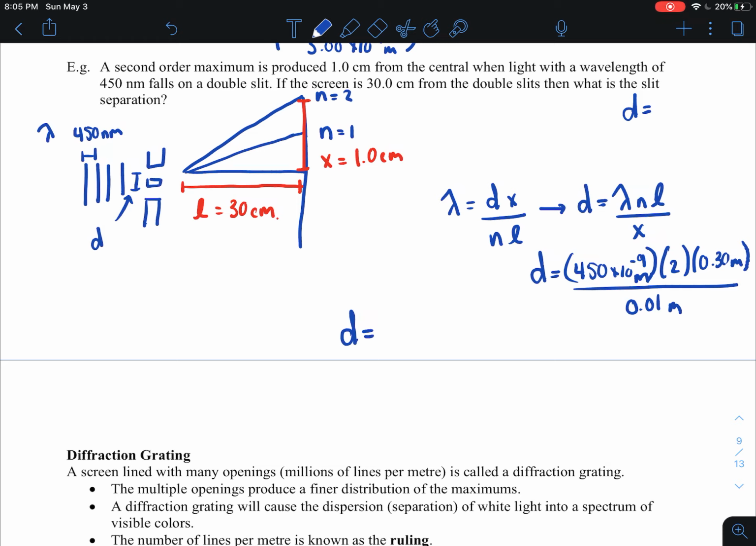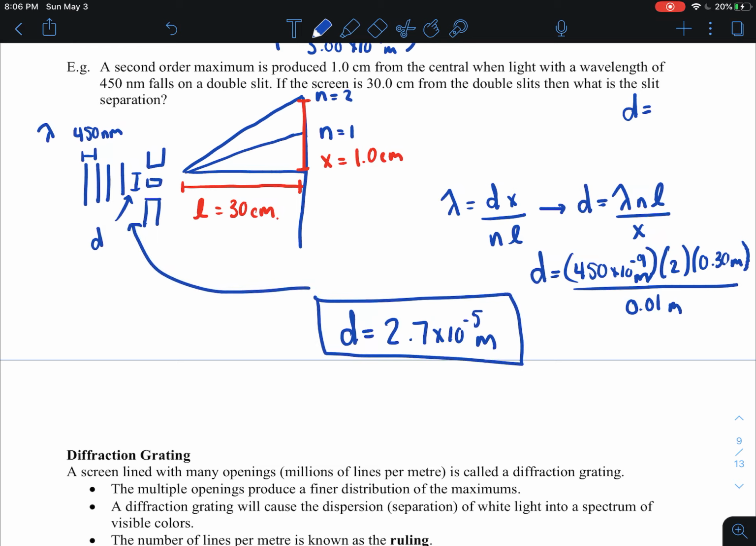So if I go ahead and solve for the distance, I'm left with 450 times 10 to the negative 9 times 2 times 0.3 divided by 0.01, which gives me 2.7 times 10 to the negative 5. Perfect. So 2 sig digs. So that'd be the distance between the two slits.